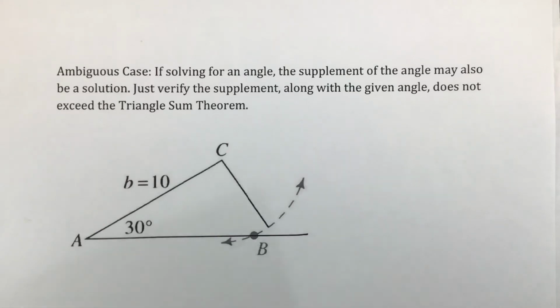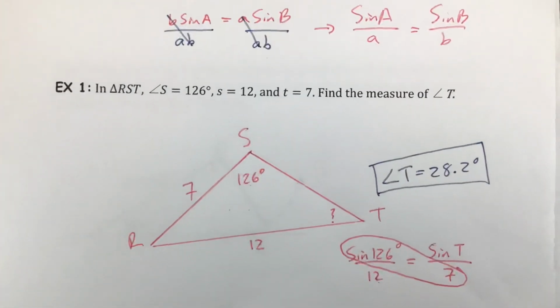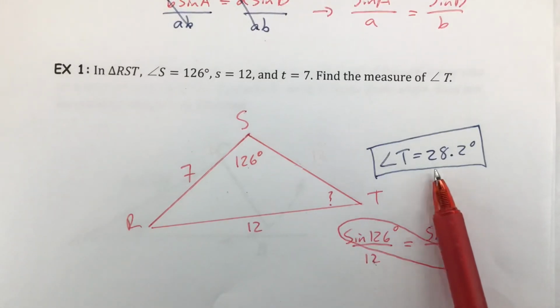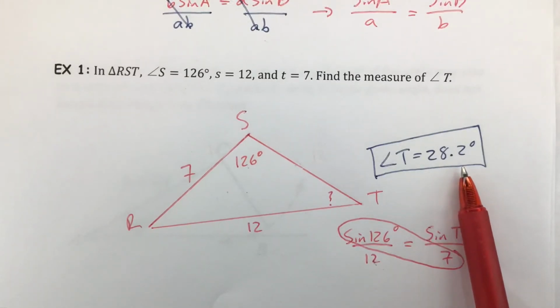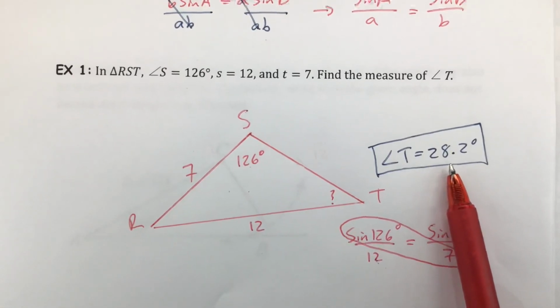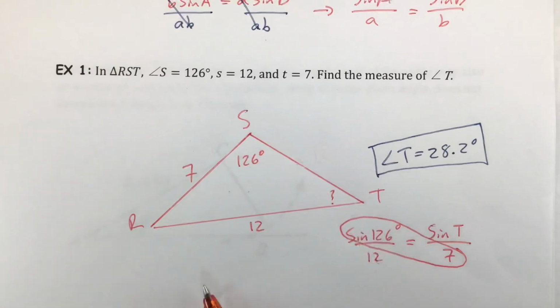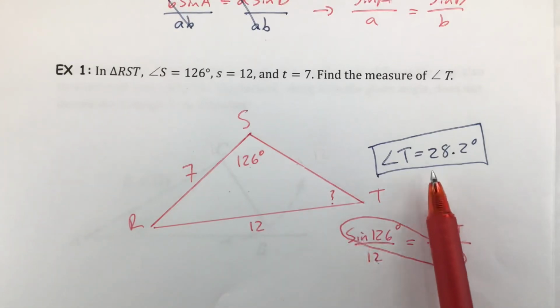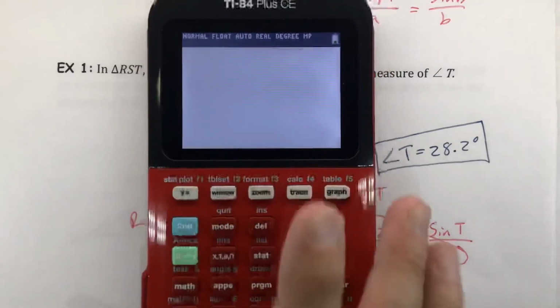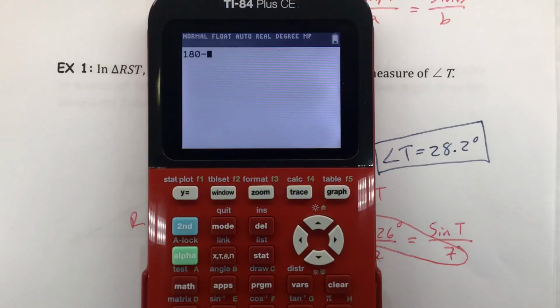Okay, so let's take a look real quick at example number 1. Okay, so in example number 1, we solved for an angle measurement. We got 28.2 degrees. All right, there is a chance that the supplement to that angle is also an answer, and we could just redraw the picture in a different way, okay, and let the supplement to that be the answer. But the supplement to that, I don't know if I can do it off the top of my head there, so I'll just take 180, subtract 28.2. The supplement is 151.8.